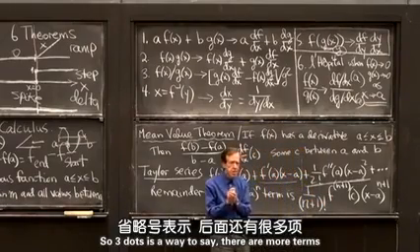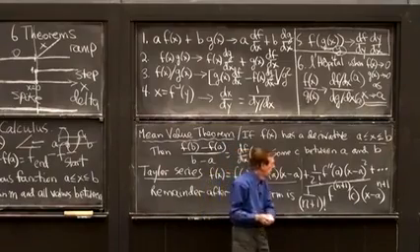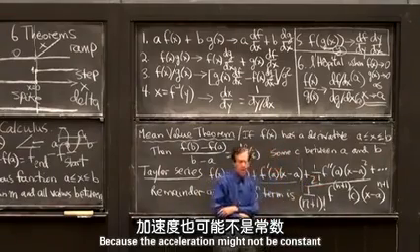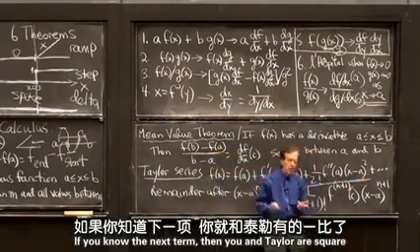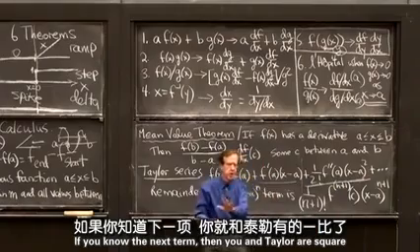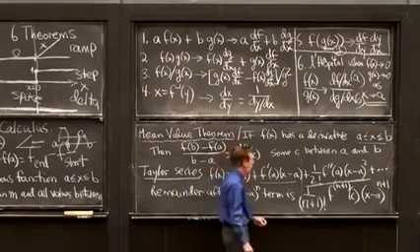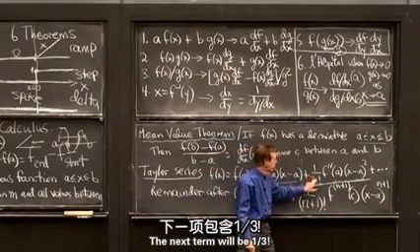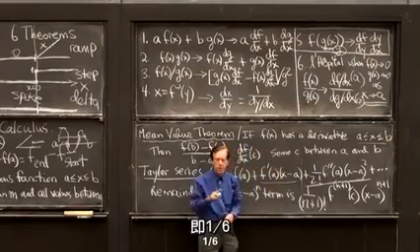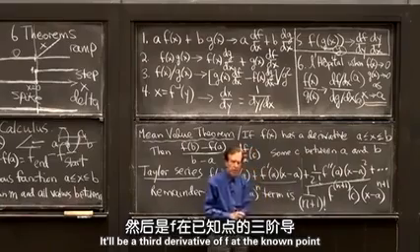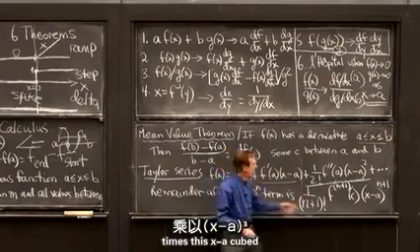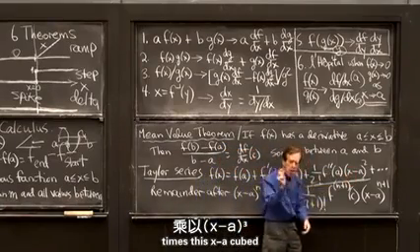So 3 dots is the way to say there are more terms, because the acceleration might not be constant. So what's the next term? If you know the next term, then you and Taylor are square. The next term will be 1 over 3 factorial, 1/6. It'll be a third derivative of f at the known point times this x minus a cubed.